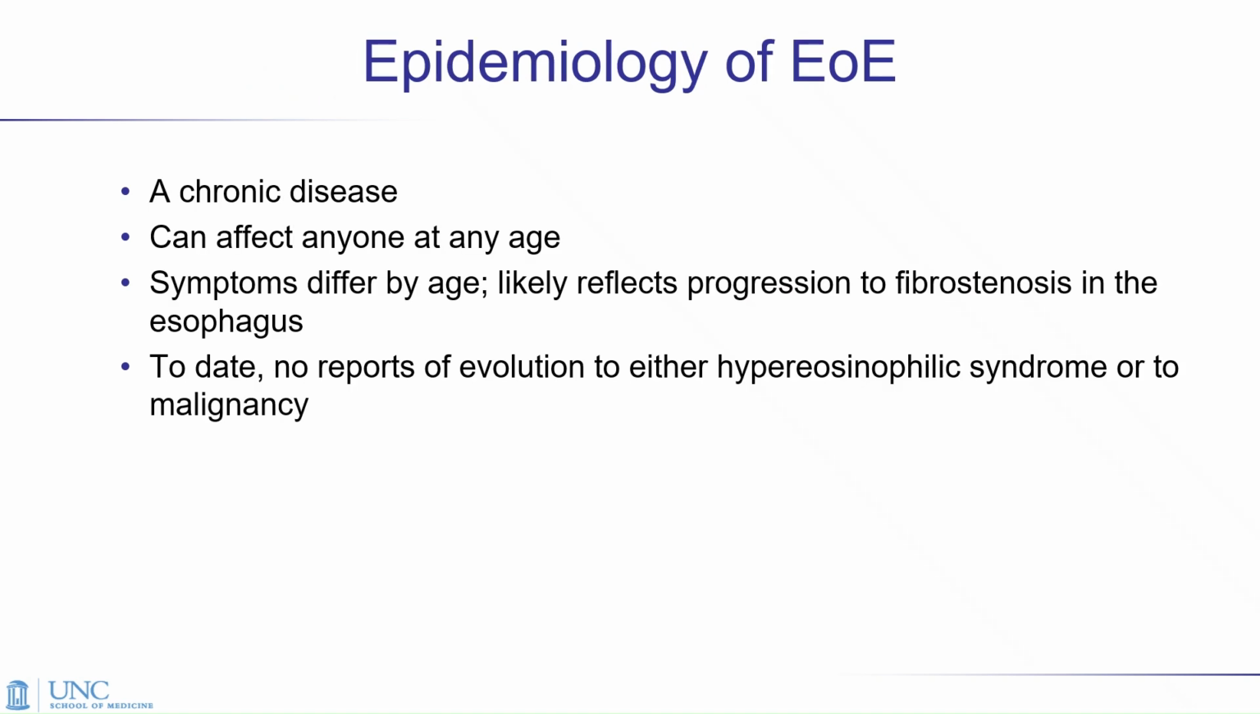So what do we know about the epidemiology of EoE? Well, this is a chronic disease. Essentially, it's lifelong and there is no cure. It can affect anybody at any age, but we do know that symptoms differ by age. Symptoms in children are quite different than in adults, and part of this difference in symptoms likely represents people moving from a more inflammatory, predominant condition to one where there's fibrostenosis or scarring or stricturing in the esophagus.